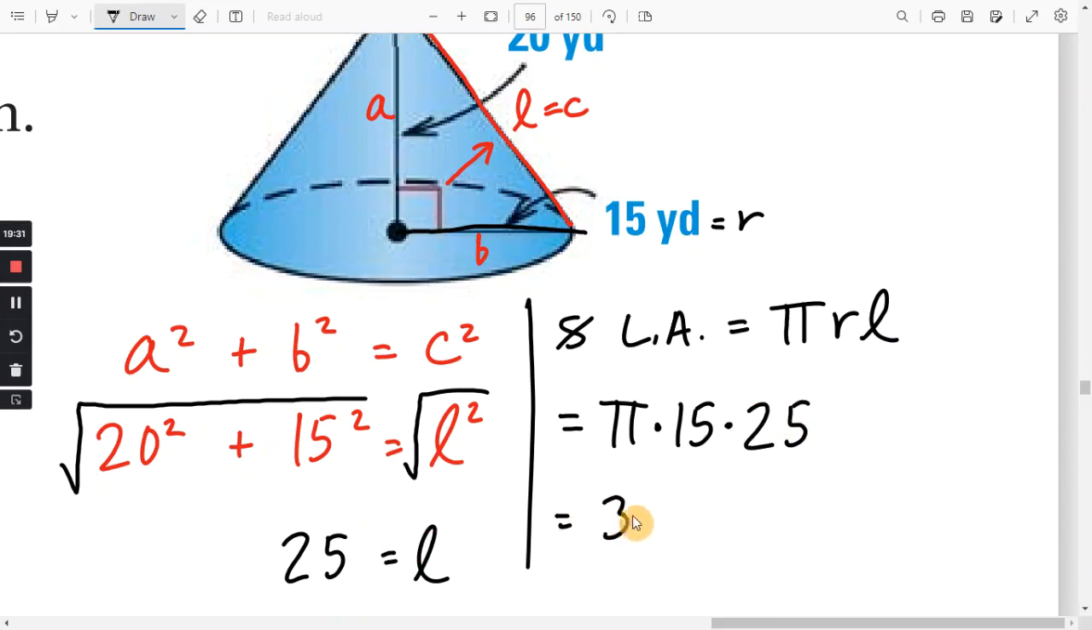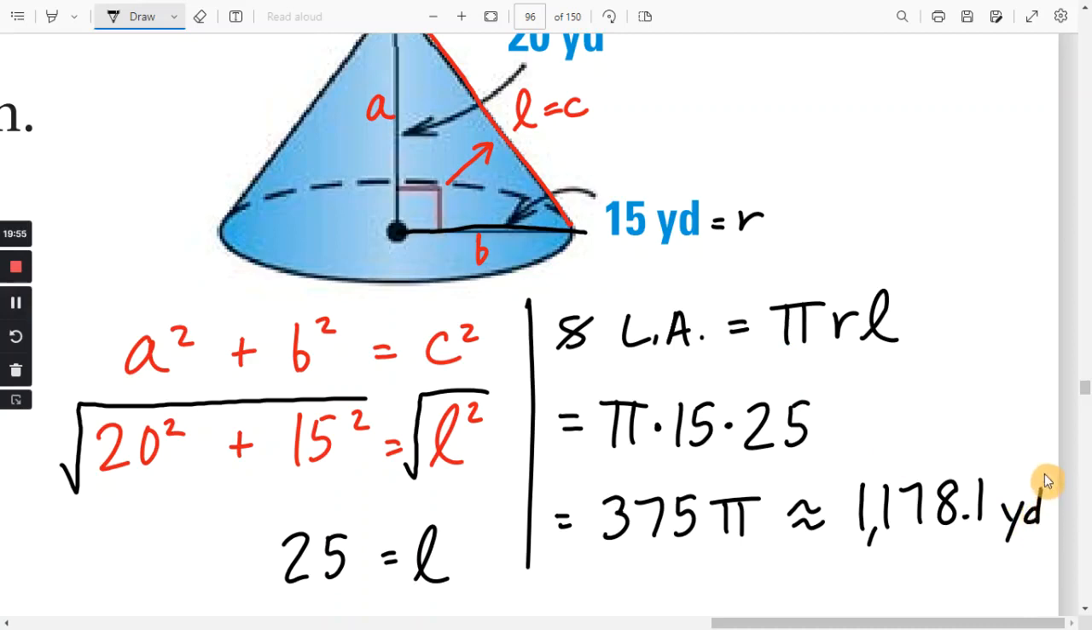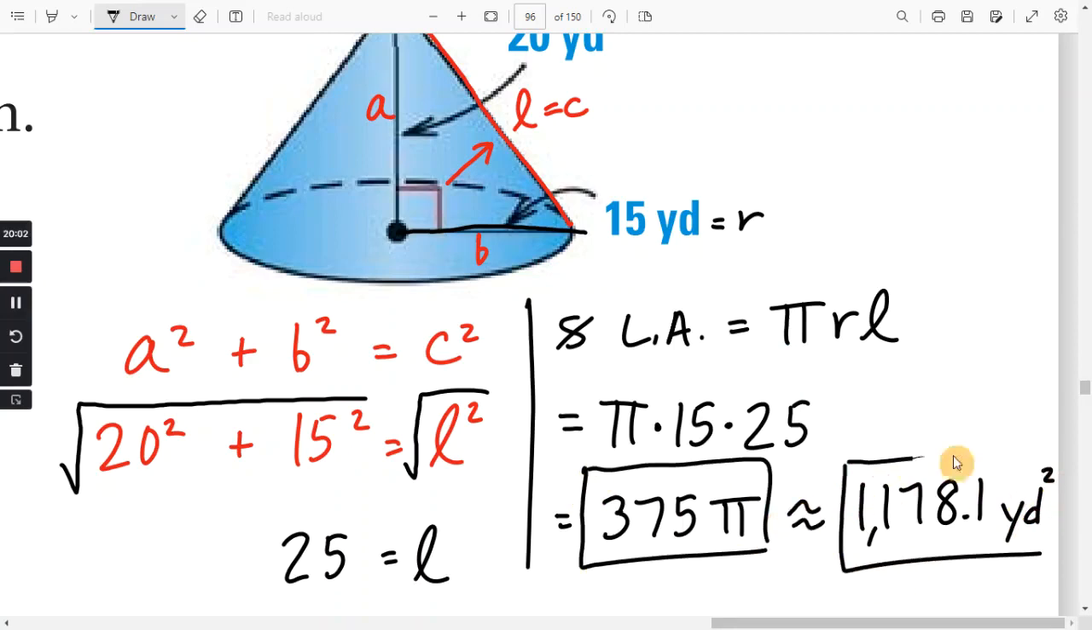They did not say how they wanted their answer. So it's either 375 pi, or if you want to multiply it through and round off, that's going to be 1178.1. The units were in yards, so on an area, that's going to be yards squared. So either one of these answers is good for lateral area.